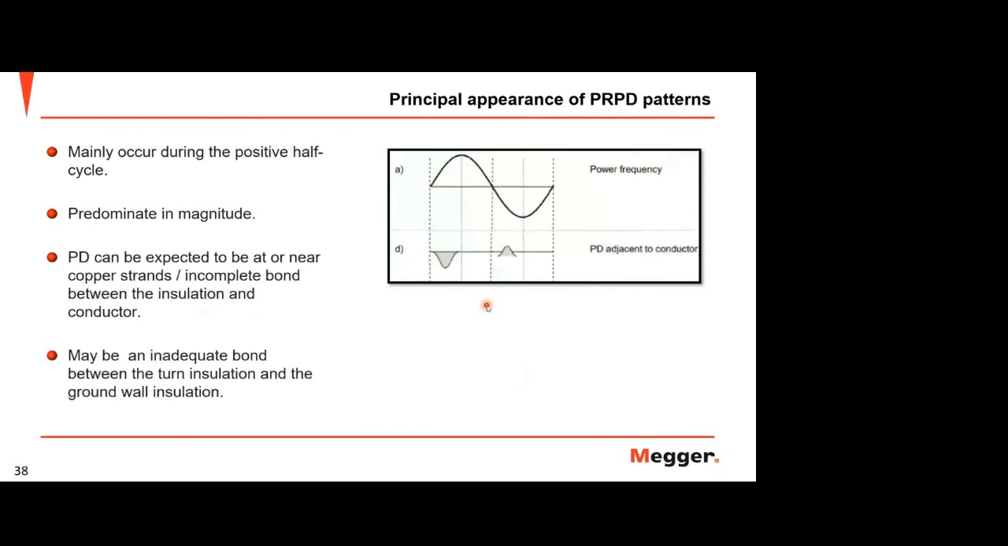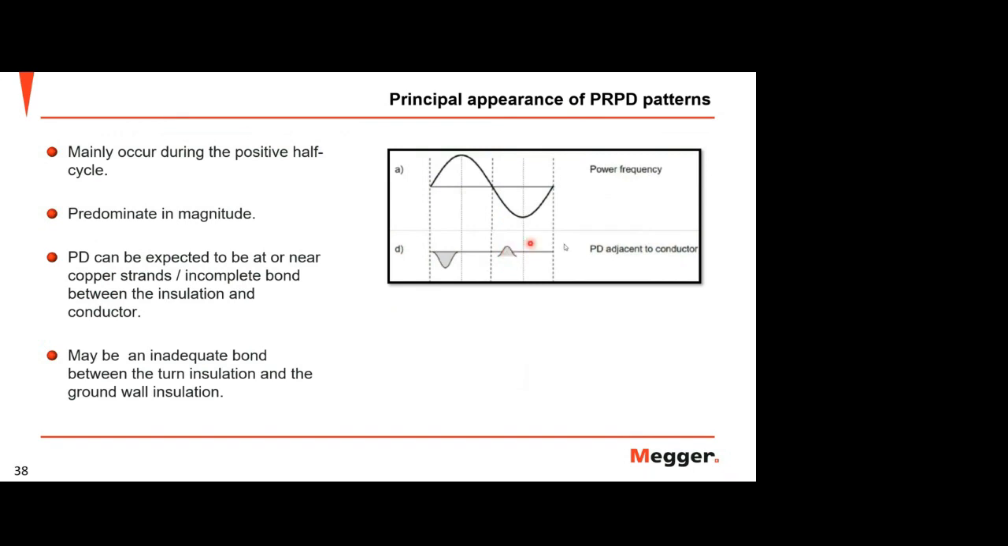And the other one is like this. The PD pulses mainly occur during the positive half cycle of the voltage waveform and predominate in magnitude. Sorry, the first half, the positive half cycle, is more dominant if you see the magnitude compared to the negative half cycle.